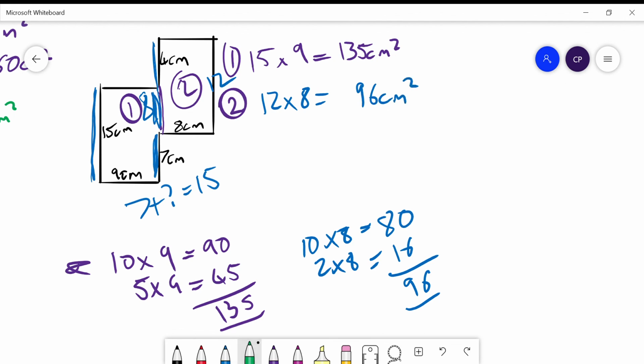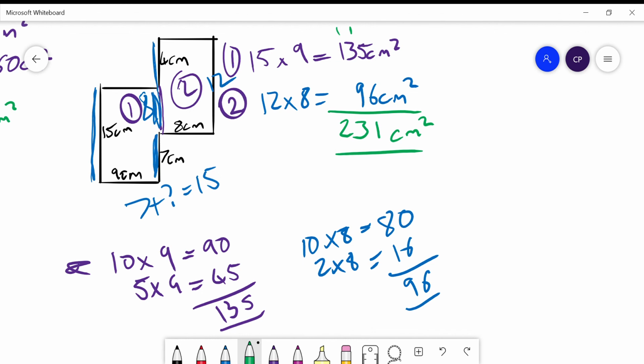So I've only got the 2 to add together. So I'm now going to bring these 2 together. So 6 plus 5 is 11. Carry a 1. 1 plus 3 is 4, plus 9 is 13, and again I've got to carry a 1, then 1 plus 1 is 2, so it's 231 centimetres squared.